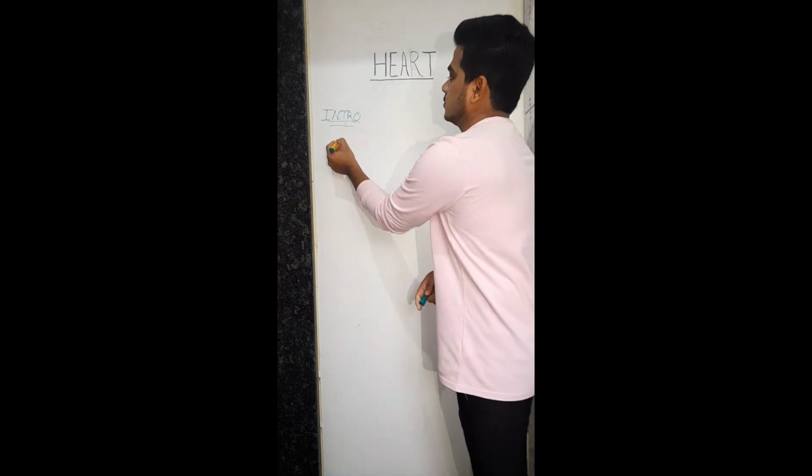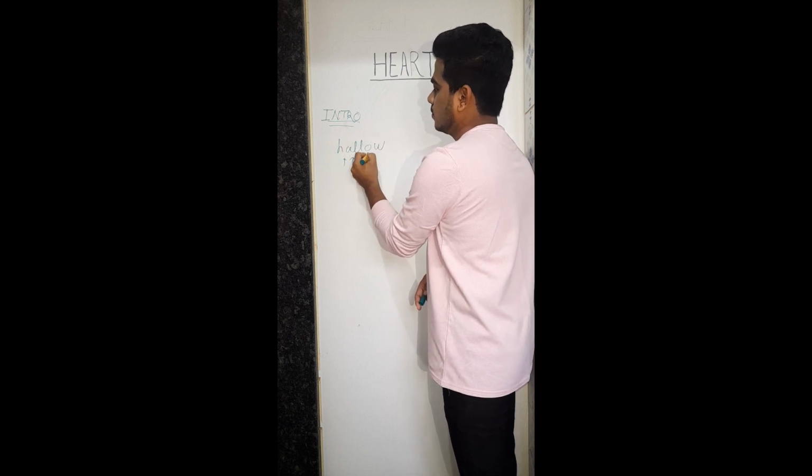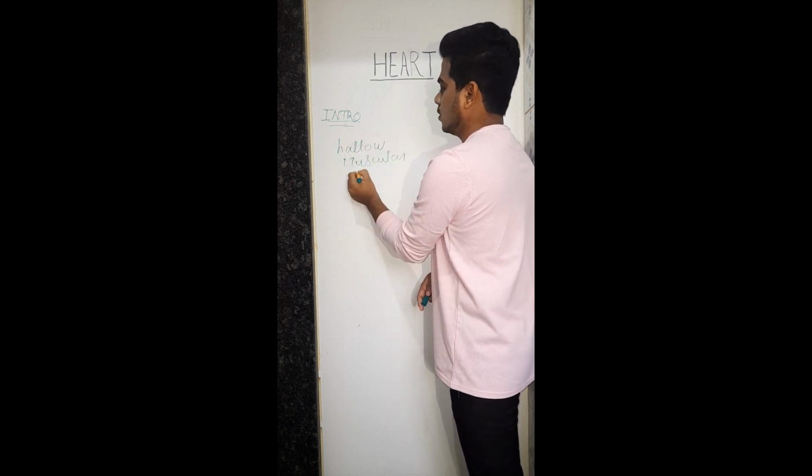So as you know, heart, it is a conical hollow muscular organ. It is a vital organ and it is hollow. Hollow means the part which is empty from inside. Why is it called muscular? Because it is made up of the cardiac muscle fiber. So that is called the hollow muscular organ.